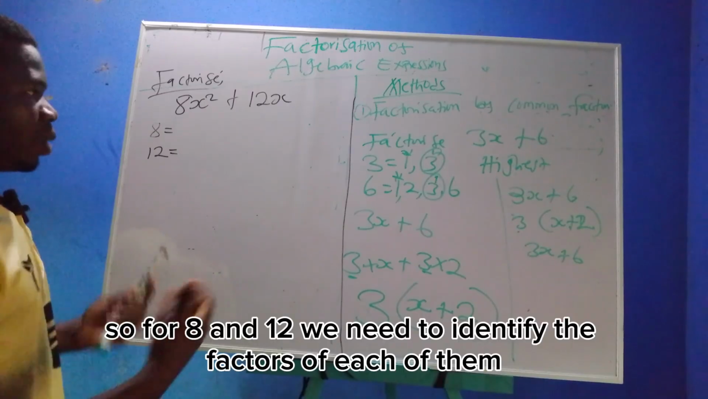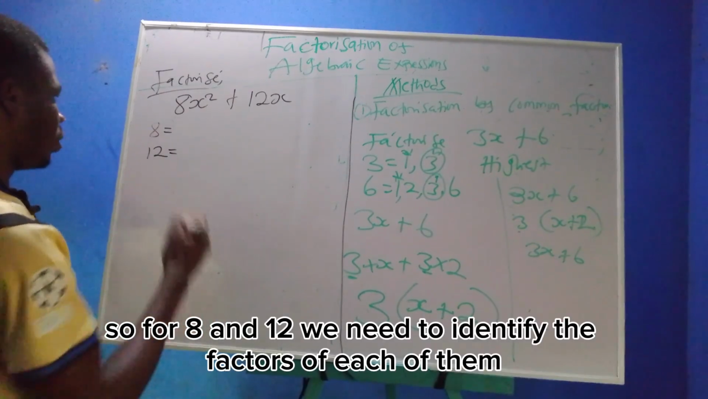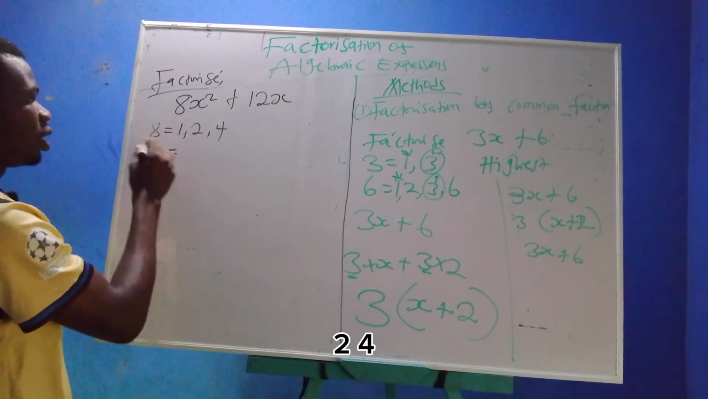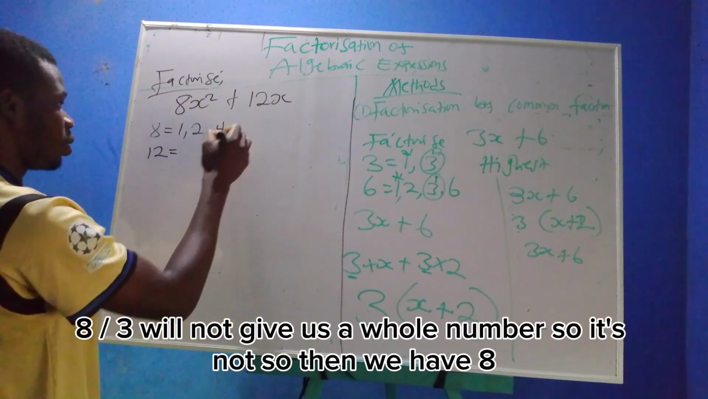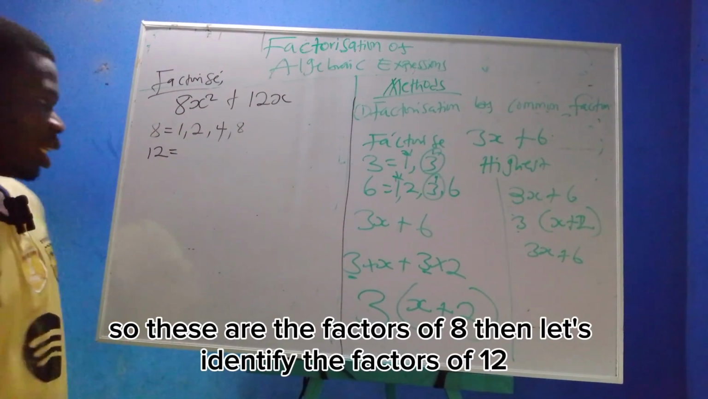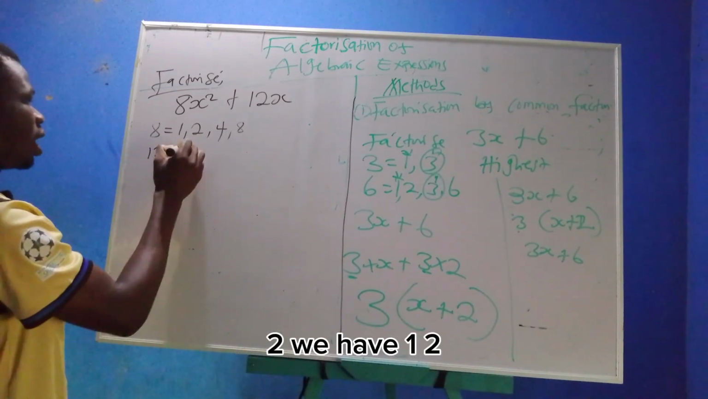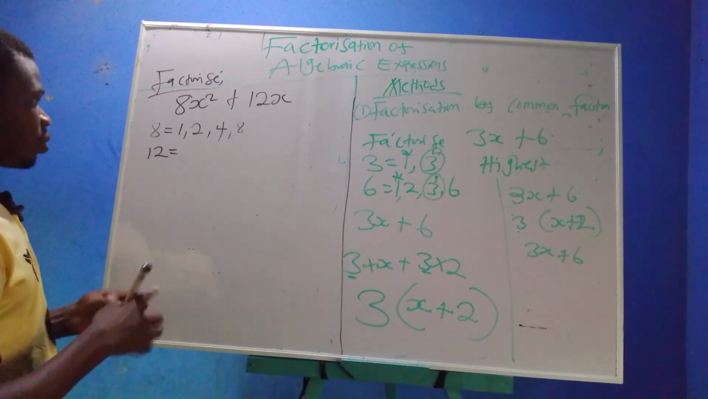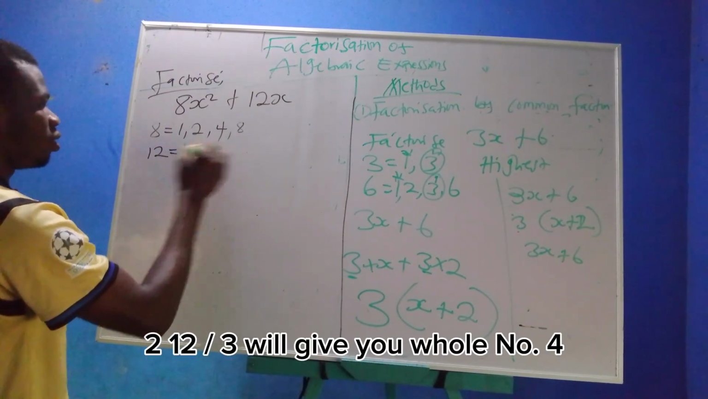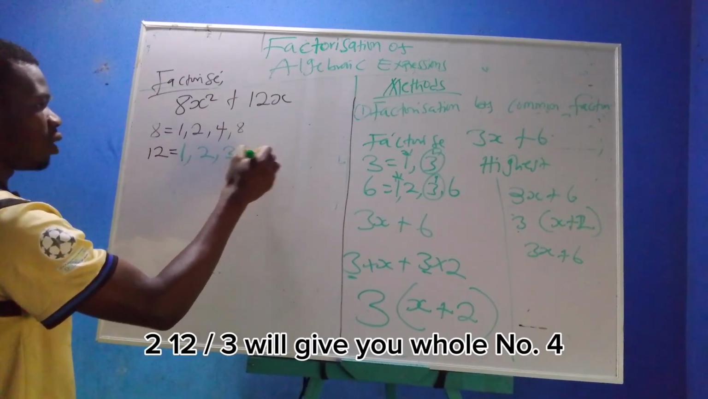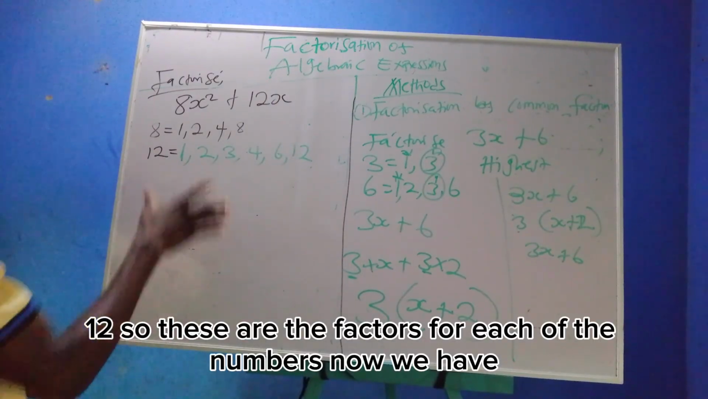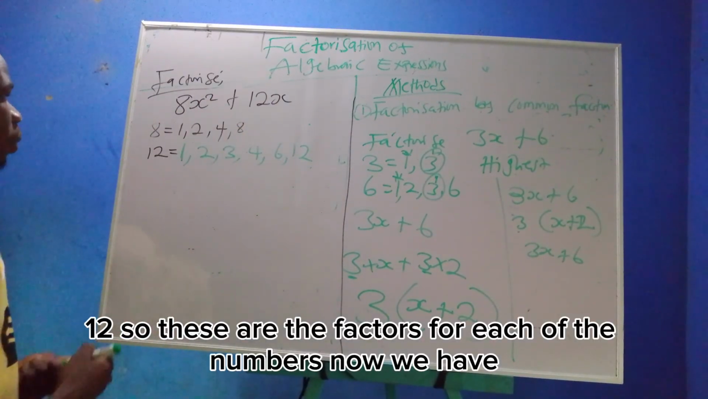So for 8 and 12, we need to identify the factors of each of them. So the factors of 8 are 1, 2, 4. 8 divided by 3 will not give us a whole number, so it's not. Then we have 8. So these are the factors of 8. Then let's identify the factors of 12 too. We have 1, 2, 3 (12 divided by 3 gives a whole number), 4, 6, and 12. So these are the factors for each of the numbers.